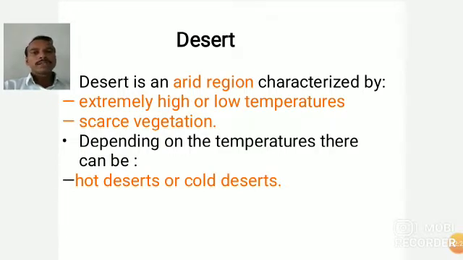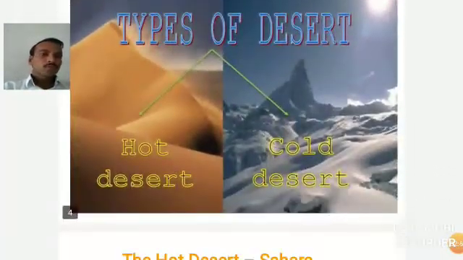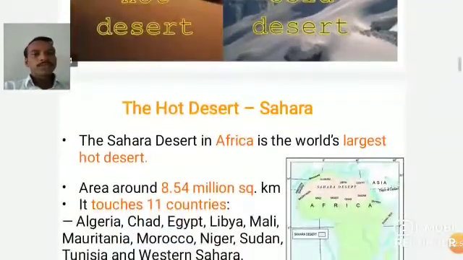Students, the topic desert: how can we define it, or what is meant by the desert? Desert is an arid region characterized by extremely hot or low temperature and sparse vegetation. Depending on the temperature, there can be two types of deserts. One is hot deserts and another is cold deserts. So these are the two types of deserts we are going to learn in the chapter.